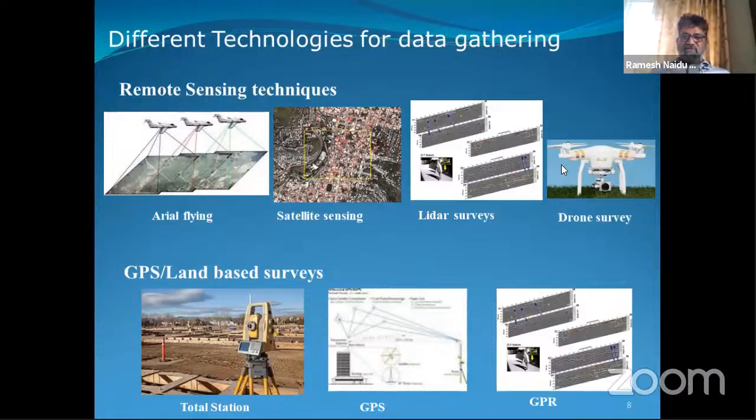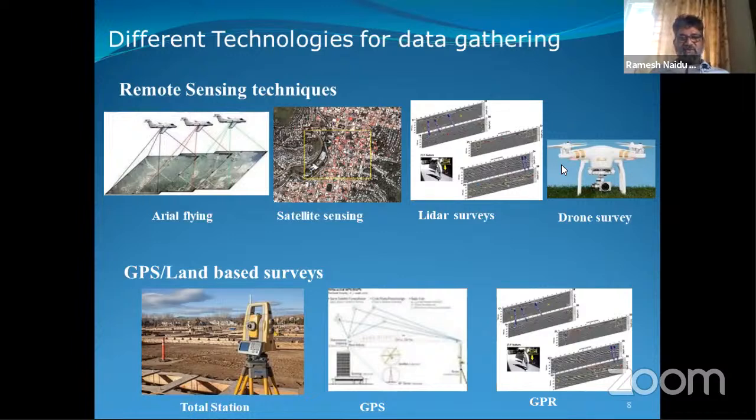And total station, GPS and GPR. GPR is ground penetrating radar. This is another technique we use to capture subsurface features. Usually they send radar or radio signals into the ground, and the reflected signals are captured in the form of distances from the ground. So we can use GPR to detect all underground utilities that are there in the study area. This kind of survey is another survey, but it doesn't come under remote sensing.